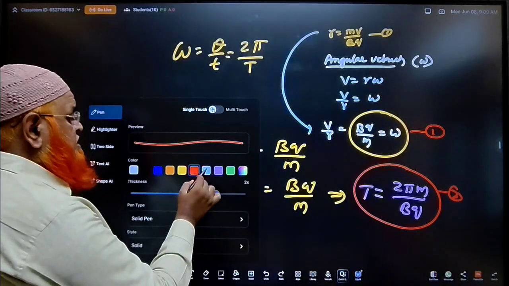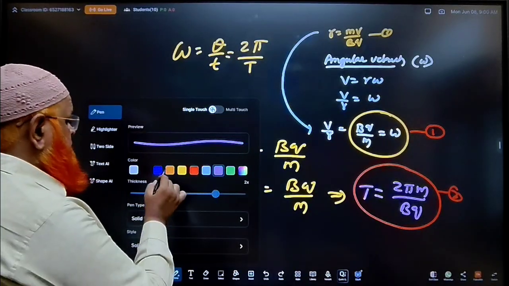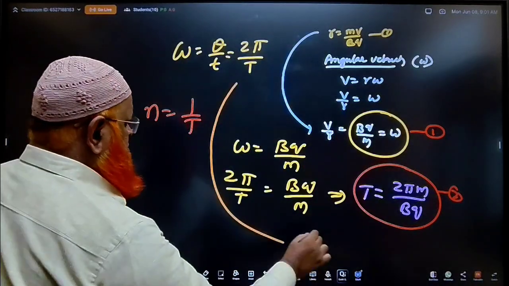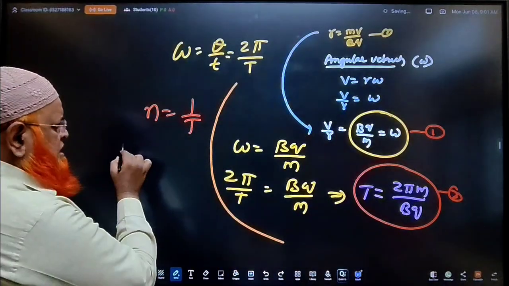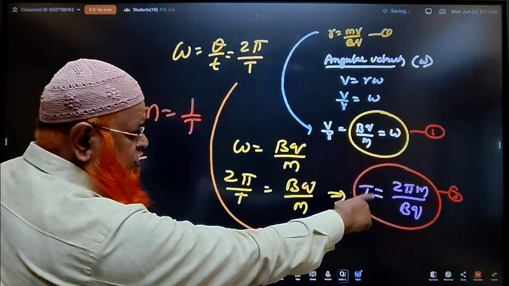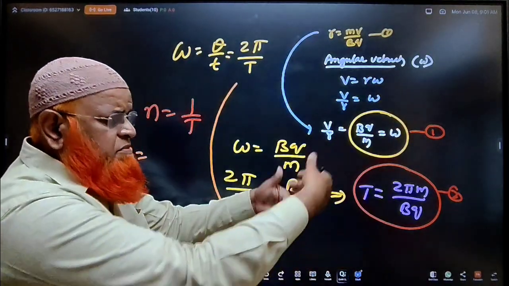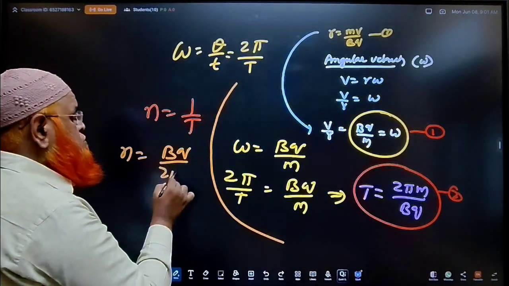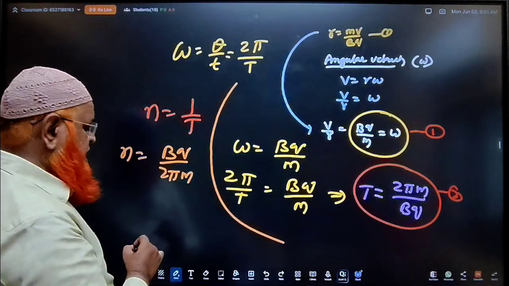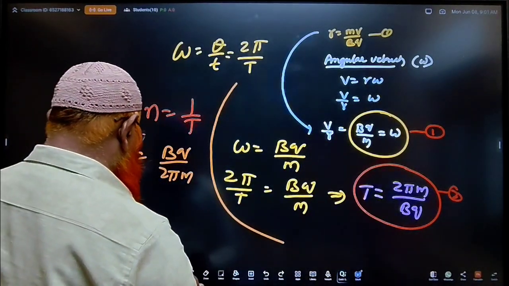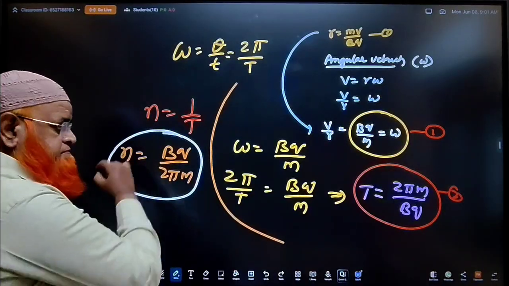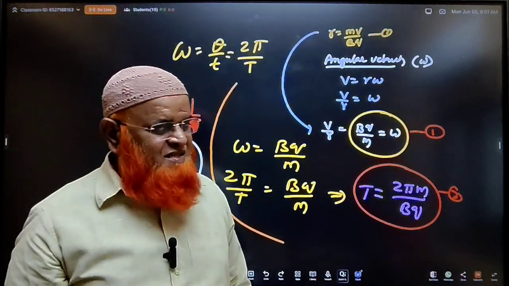So what is the formula for frequency? Frequency is the reciprocal of time period. Whatever formula we got for time period, just make it reciprocal. So we get bq by 2 pi m. bq by 2 pi m is the formula here. Understood? Is it clear?